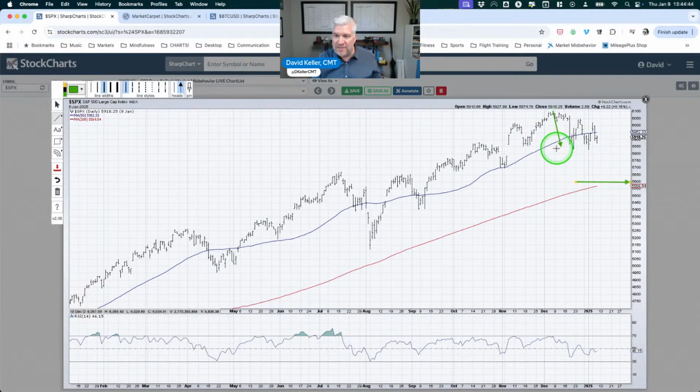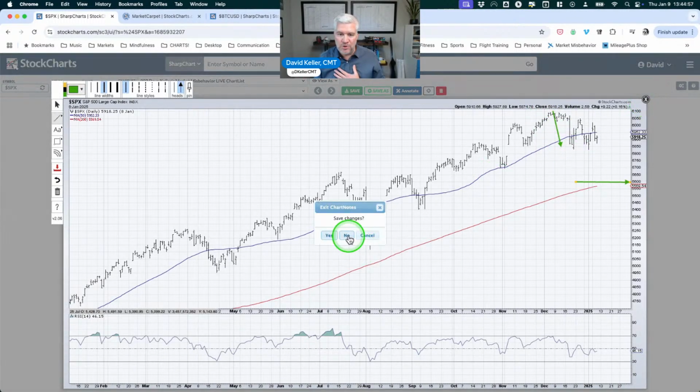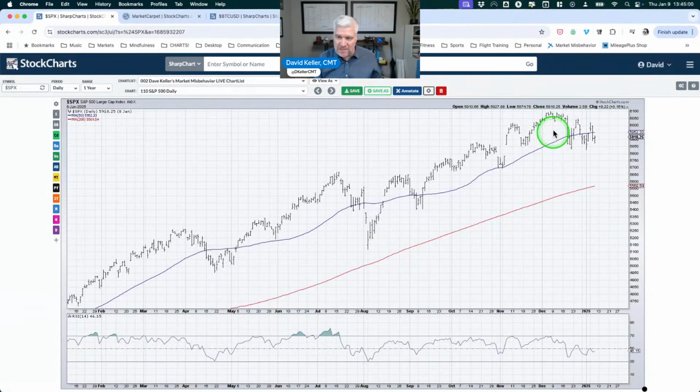So I'm basically taking the dollar value or the point value of that pattern and subtracting it from the low. So if you're using an arithmetic scale chart, your objective based on a price pattern could be very different. When I'm using a log scale chart, I tend to think that the percent swing implied by the pattern is the more important measure.